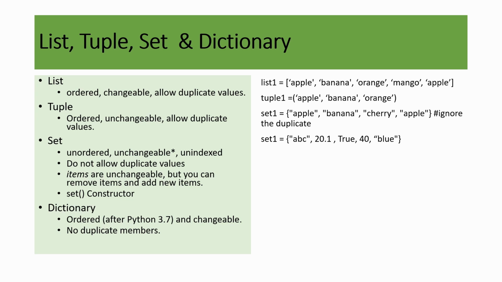In the last exercise, we converted a list into a set. Well, when we are defining a set, we use curly brackets. A set ignores duplicates. It doesn't allow duplicates. But a set is an unordered and unindexed array. And a dictionary is an ordered and changeable data type.